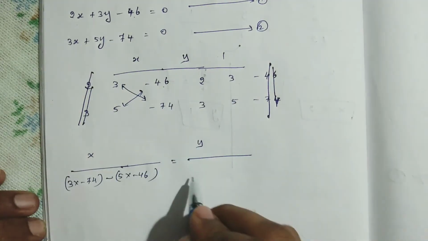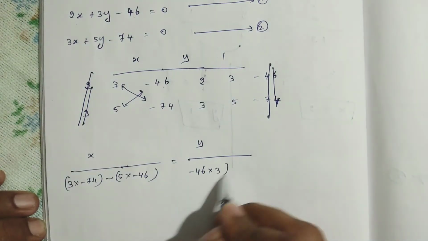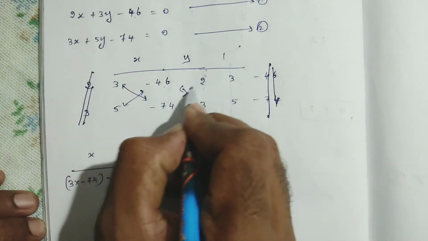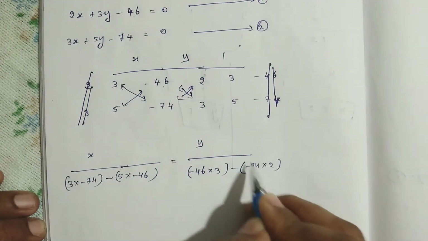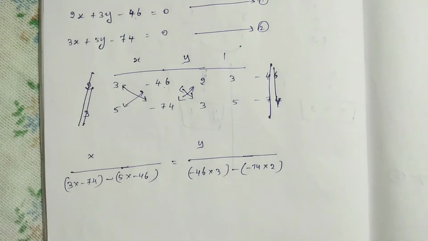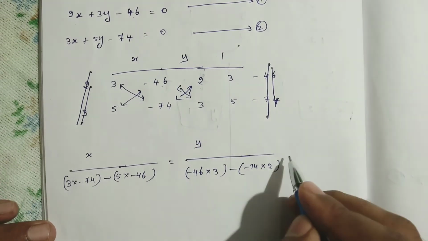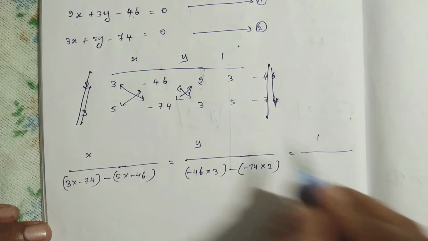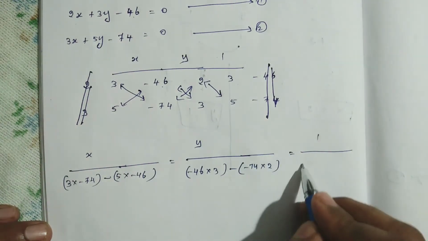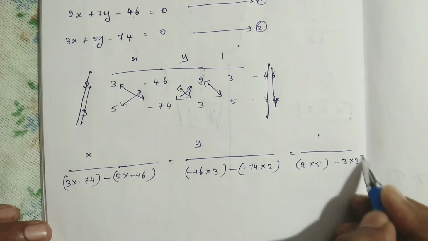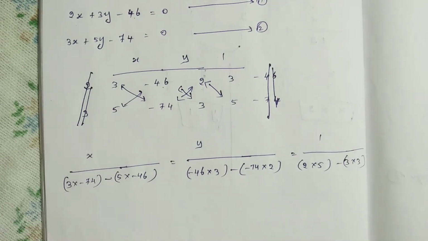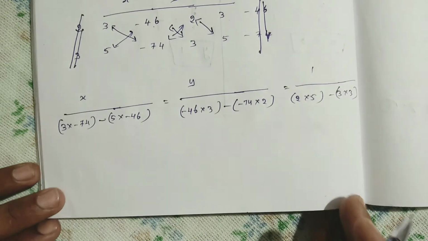First this one. So minus 46 into 3. Next minus of minus 74 into 2. Clear? Be careful with sign. Next, which is equal to 1 divided by 2 into 5, 2 into 5 minus 3 into 3. Are you all clear? Now, as usual, you can simplify the problem.